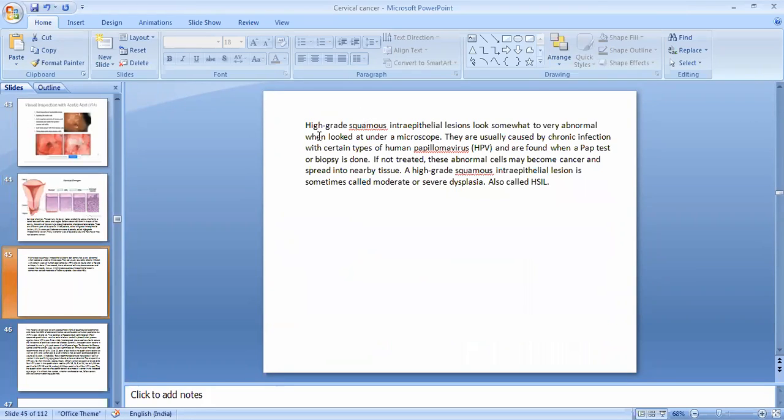Now, HSIL means high-grade squamous intraepithelial lesions. They look somewhat to very abnormal when looked at under the microscope, and they are usually caused by chronic infection with certain types of human papillomavirus, and are found when a Pap test or biopsy is done.